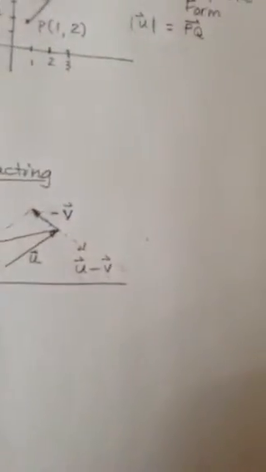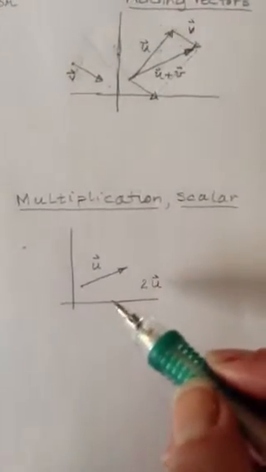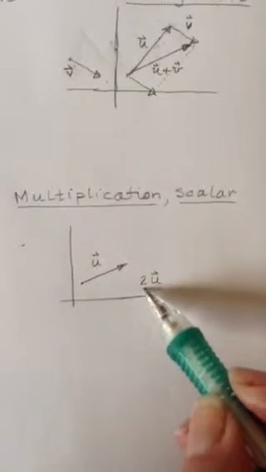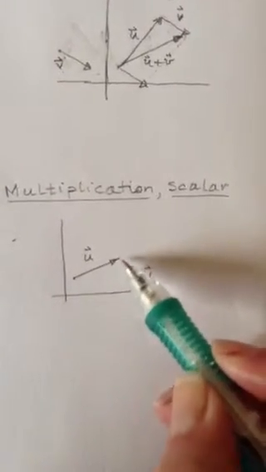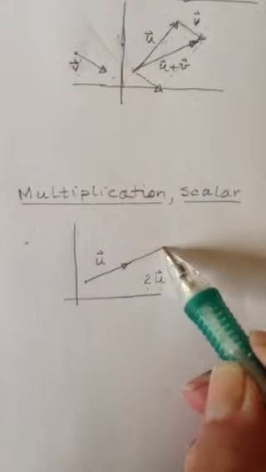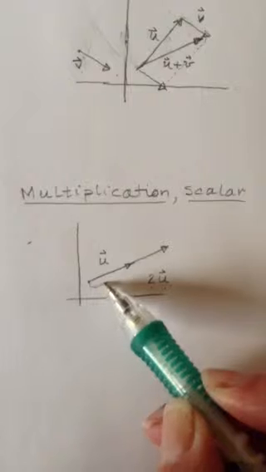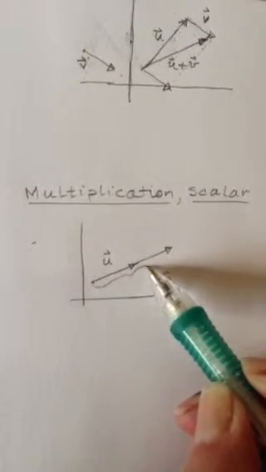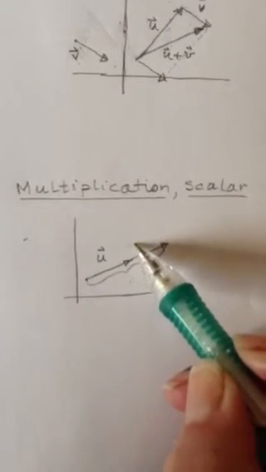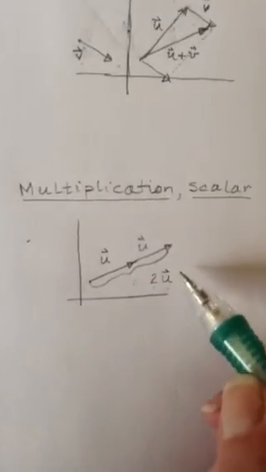And then, lastly, scalar multiplication. If you want to double u, to get 2u, you're going to go along the same line and make a vector that is twice as long as the original one. So u plus u equals 2u.